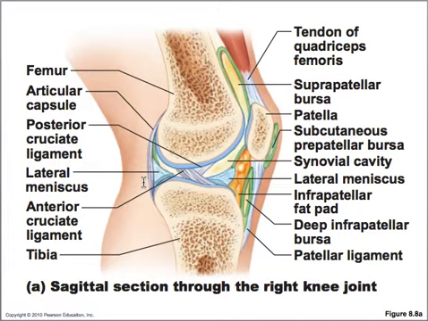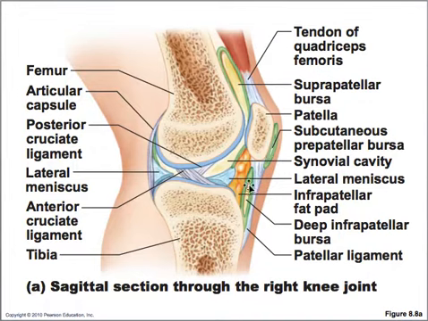Here's a picture of our knee joint. We see the head of the femur. We see the tibia here. We see our meniscus, that cartilage tissue we were talking about. We see our patella, the tendon connecting to the quadriceps of our thigh. We see the patellar ligament connecting to the patella.